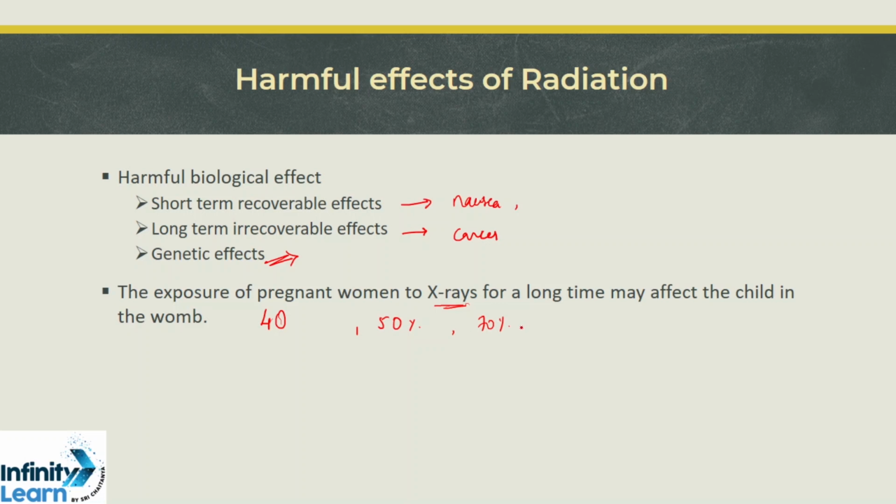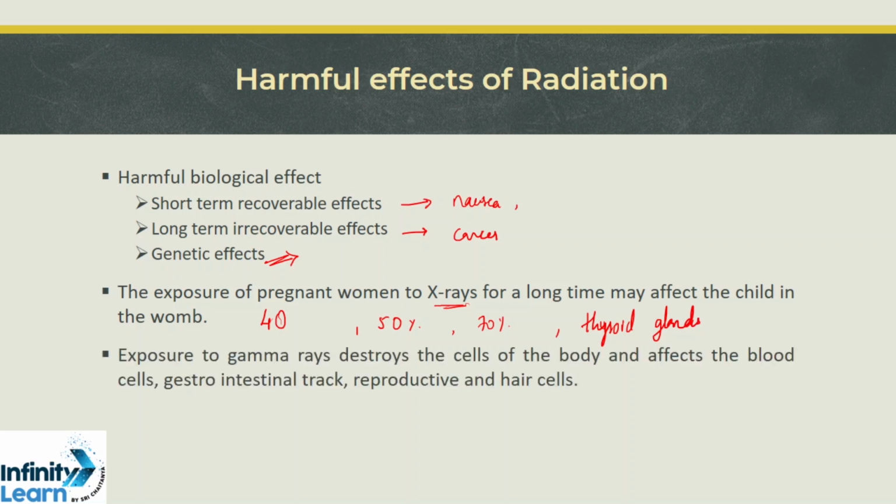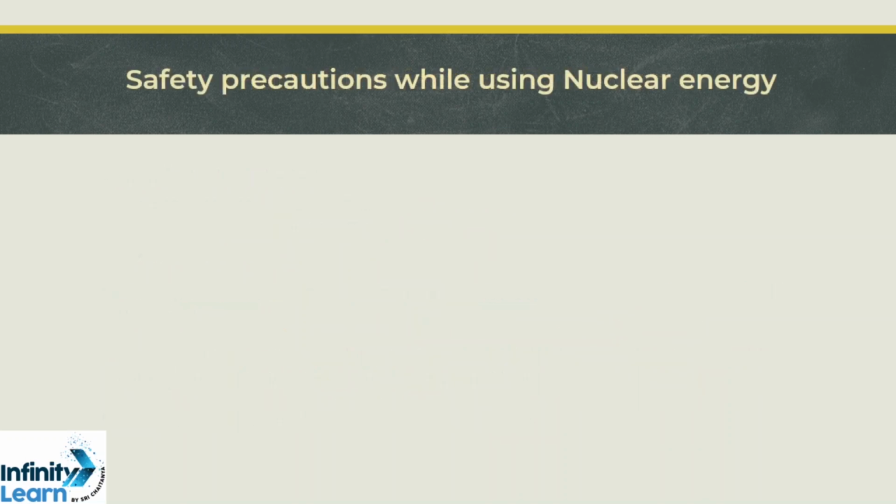So it's a very harmful effect. And the exposure of the upper part of the body to X-rays can also damage the thyroid gland and once again cause cancer. The exposure to gamma rays is also harmful, and it can destroy the cells of the body and affect the blood cells, gastrointestinal tract, reproductive and hair cells, etc.